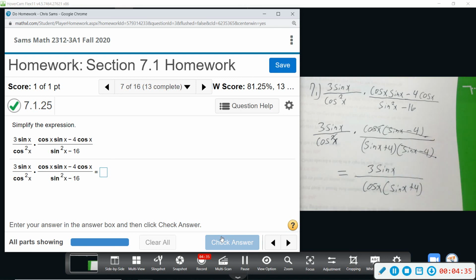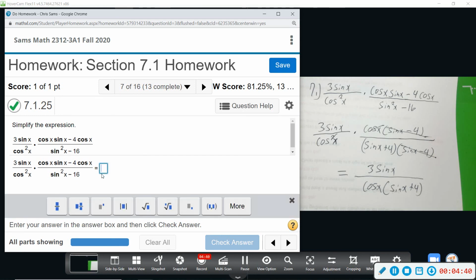So those two. So we will do 3 sine x, and then we will do cosine x sine x plus 4.